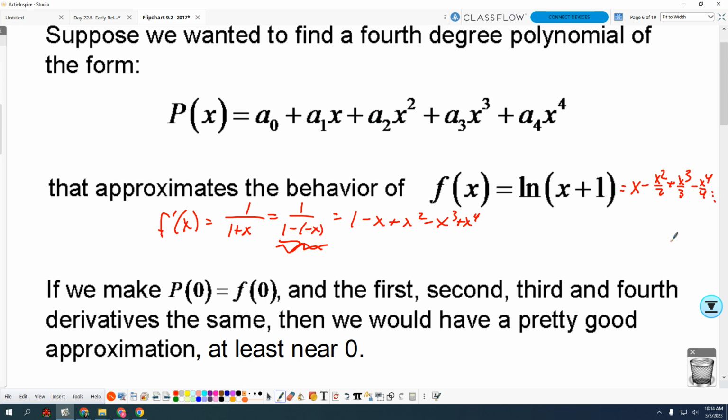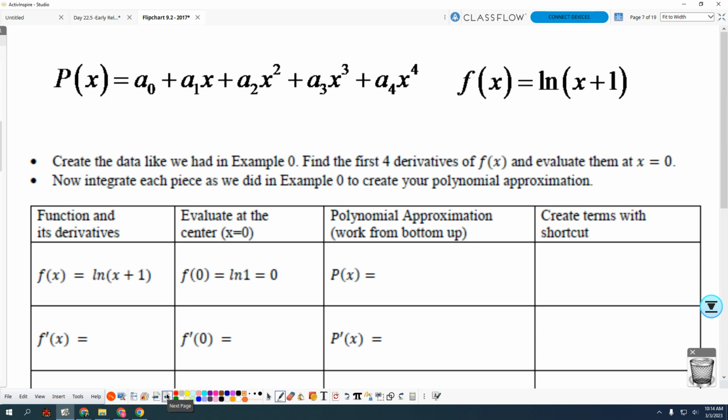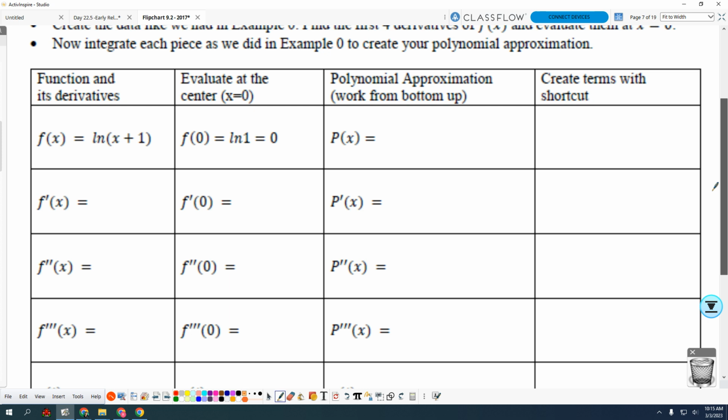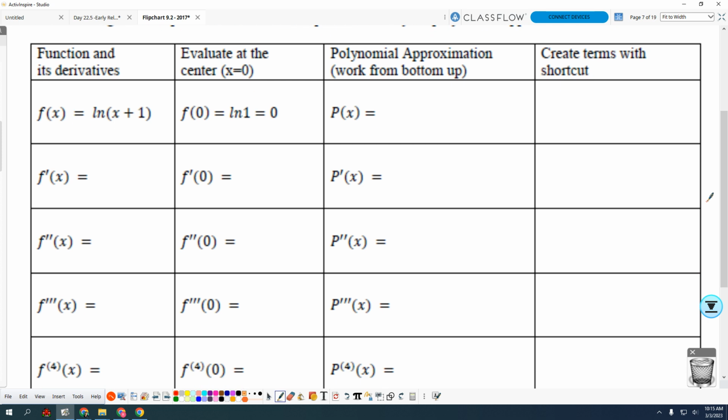Okay. In your packet, see if you can create it using the derivatives. So you guys do the derivatives down, plug in the 0 value, and get a polynomial, which we already know the answer to. I want to know if you can go the long way. So this is in the packet. I accidentally had extra.